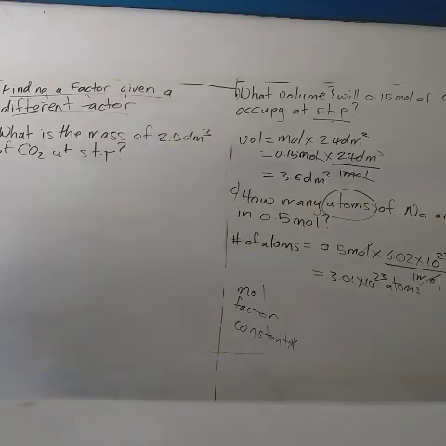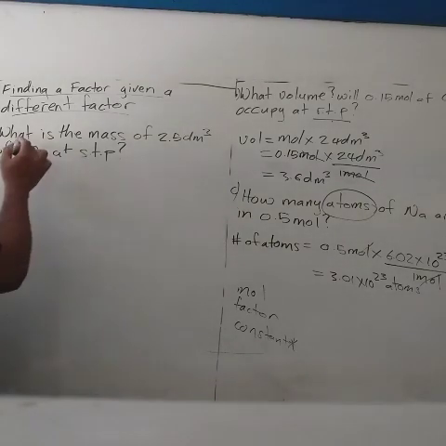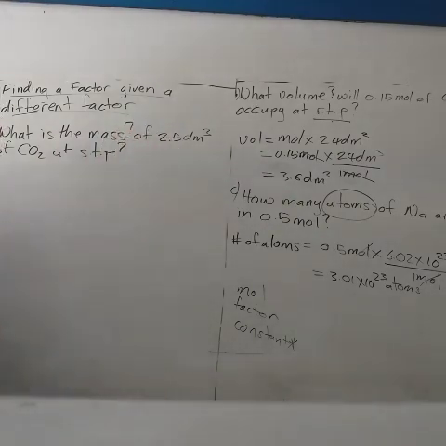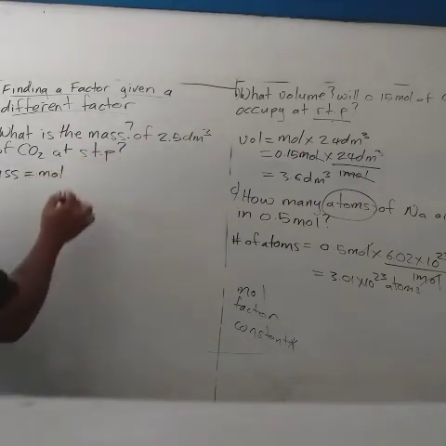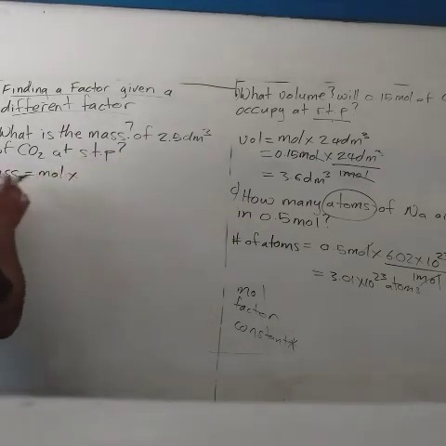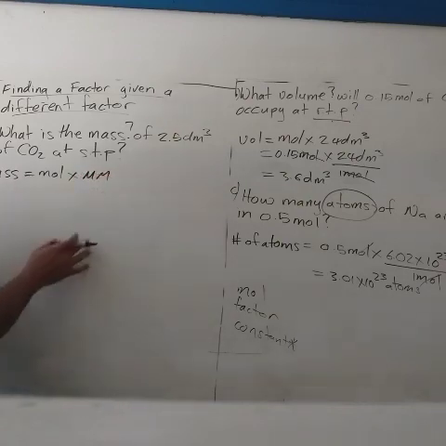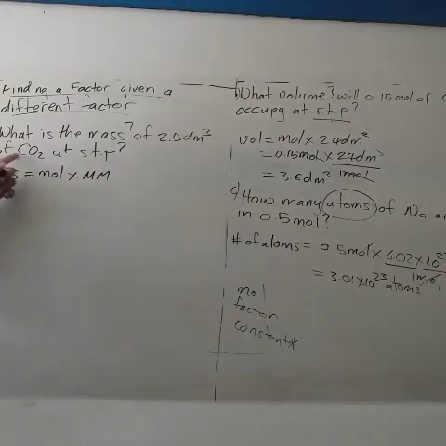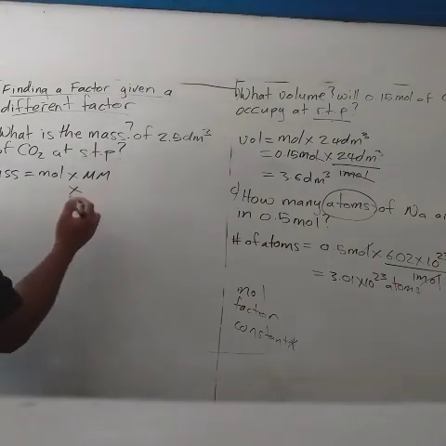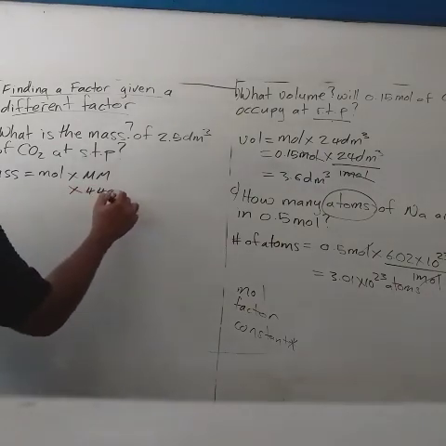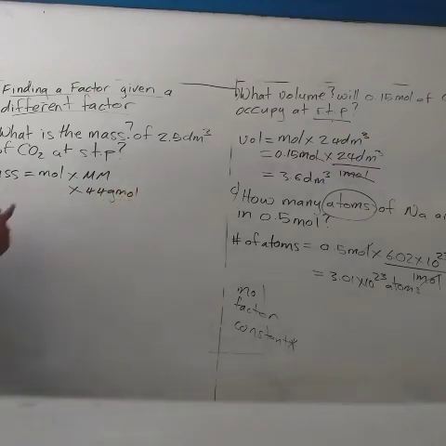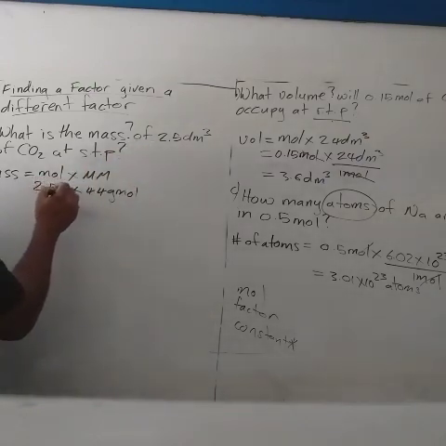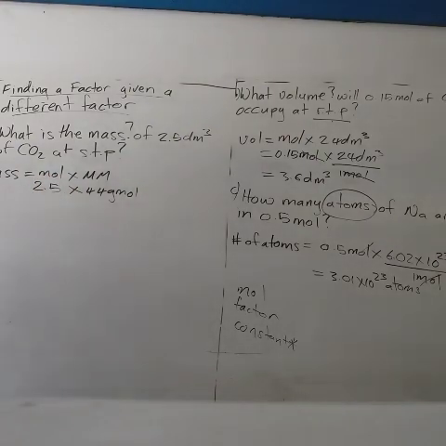So first thing, as we always do, what is the question asking for? It says, what is the mass? It is asking for mass. Mass is a constant. That means you will multiply the mole by the constant. If it's mass, then the constant must be molar mass. It's CO2, and the molar mass for CO2 is 44 grams per mole. Now if you look up, it's 2.5, and if you put 2.5 here, it is incorrect.